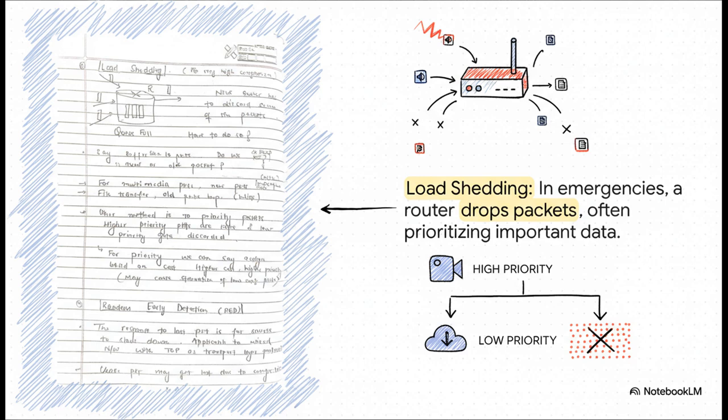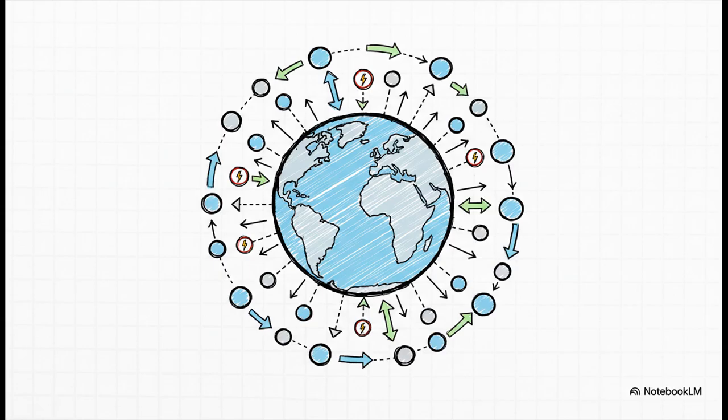So the really key takeaway here is that the internet isn't static. It's not just a bunch of wires. It's a living system constantly talking to itself, using all these feedback loops to manage its own health and performance, second by second, all around the globe.